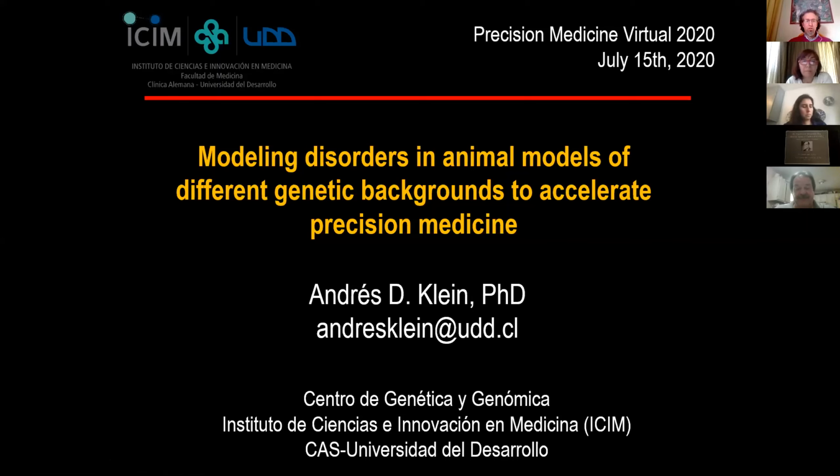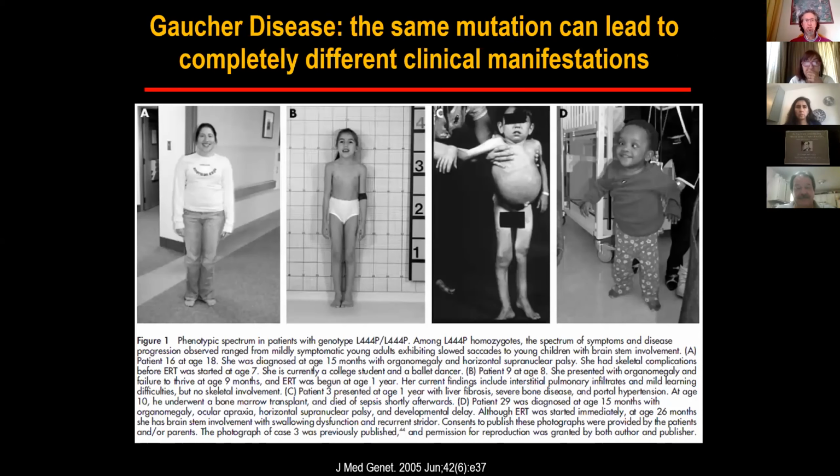So for different reasons, I've been focused on lysosomal storage disorders, and this is the problem. For example, these are patients of Gaucher disease, which is caused by loss of function mutations in an enzyme that breaks a lipid within the lysosome. And the problem is this one.